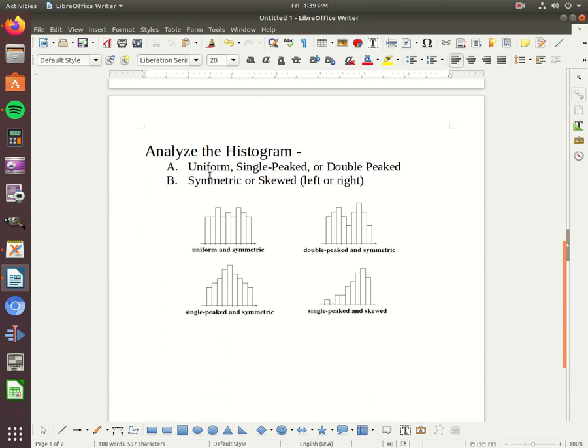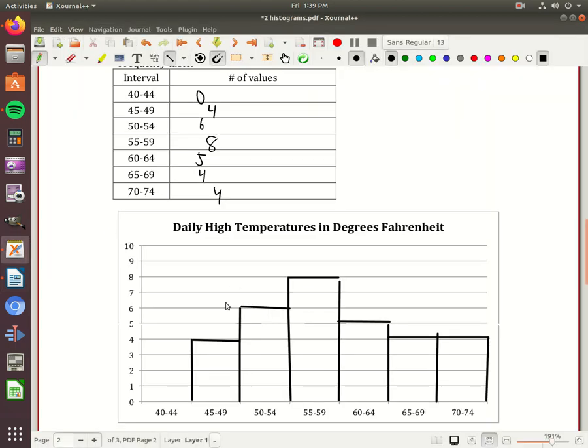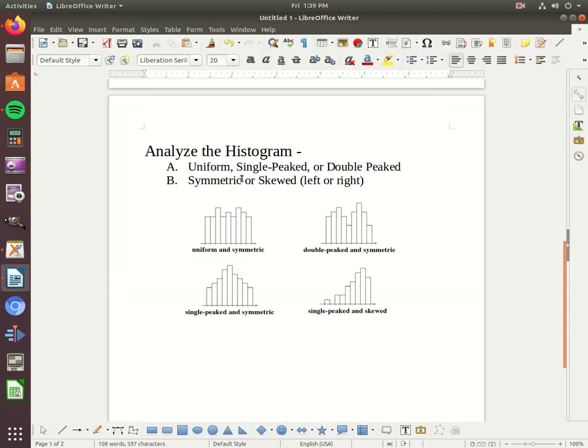analyze it. Are we looking at no peaks, 1 peak, or 2 peaks? Well, I think I see one peak there. So I would definitely call this single peaked. The next thing I want to determine is if I think this is symmetric or skewed. And honestly, this data is a little bit tricky, I think.